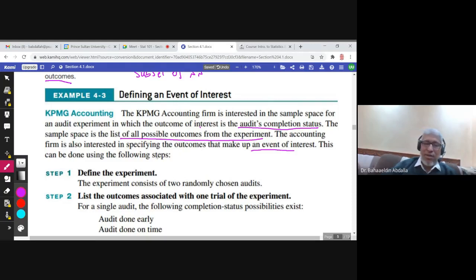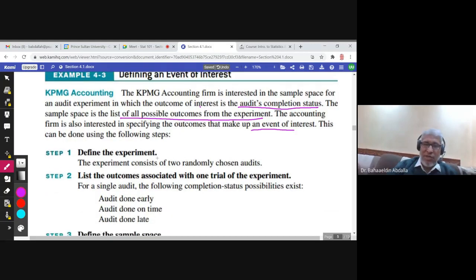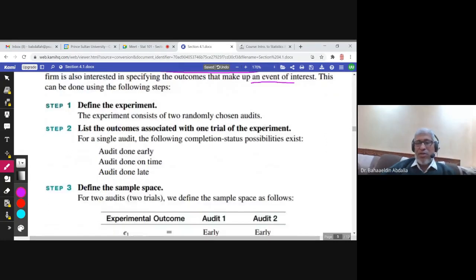Let us see what is the experiment first. The experiment, 2 chosen audits. Okay, we will choose 2 audits. Okay, we need to understand for a single audit, for one audit, what are the possible outcomes? Well, for a single audit we have 3 possibilities: done early, done on time, or done late.